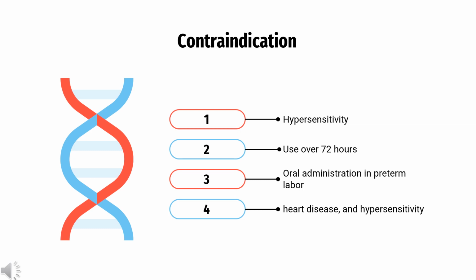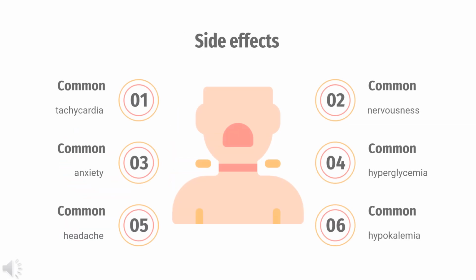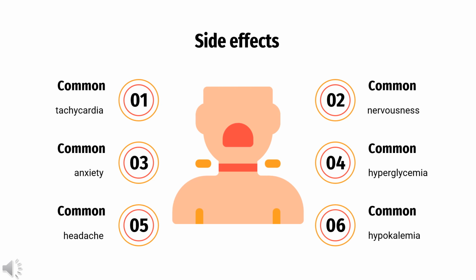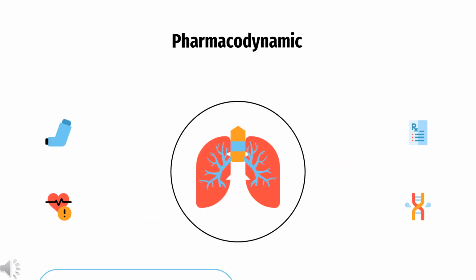Contraindications. Hypersensitivity to sympathomimetics. Use over 72 hours in management or prevention of preterm labor. Oral administration in preterm labor. Side effects. Adult: tachycardia, anxiety, nervousness, tremors, headache, hyperglycemia, hypokalemia, hypotension, and, rarely, pulmonary edema. Fetal: tachycardia and hypoglycemia.